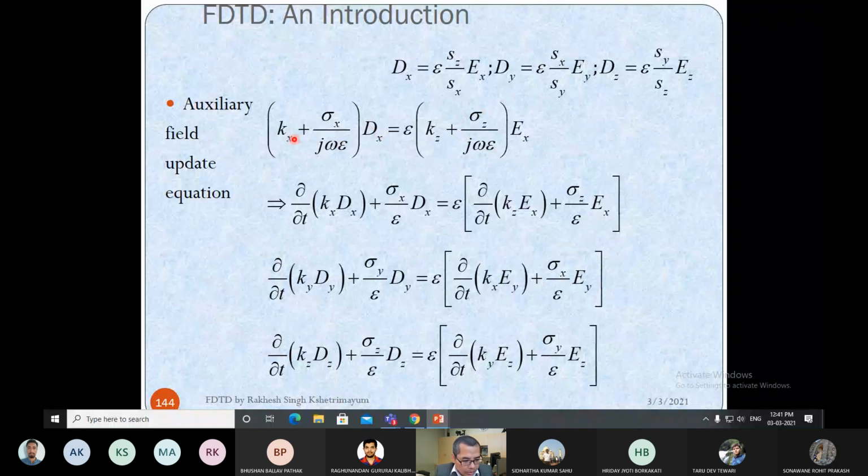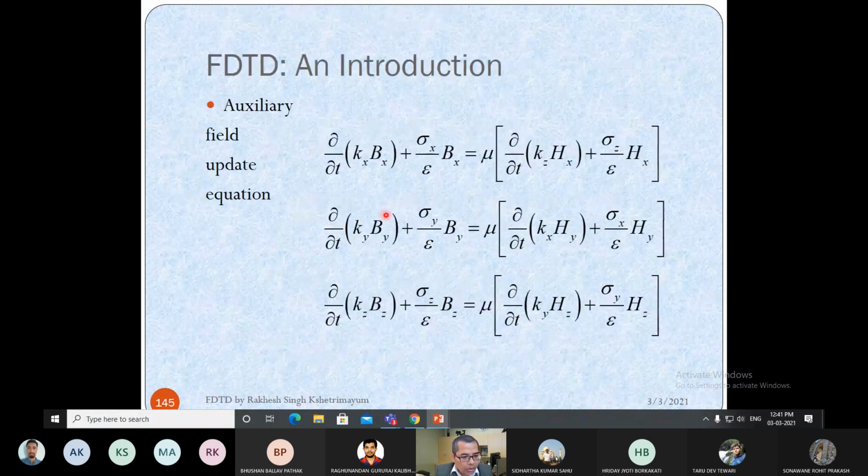For example, whenever you take this j omega epsilon, multiply it here, you also take j omega epsilon and multiply it here. J omega means del by del t. So del by del t of kx Dx plus sigma x by epsilon Dx. Here also del by del t, because you have the j omega term, del by del t of kz Ex plus sigma z by epsilon Ex. Outside the bracket you have epsilon. You can further simplify it. Final equation would be something like this. So this is one update equation you can write from here. Similarly, you can also write the update equation for Dy from this expression, derive it similarly, Dz also. So in total, you'll have 3 equations for auxiliary field update equations. This is the first one, second one, and third one.